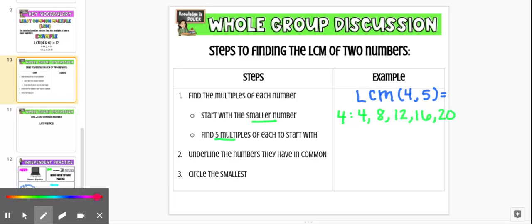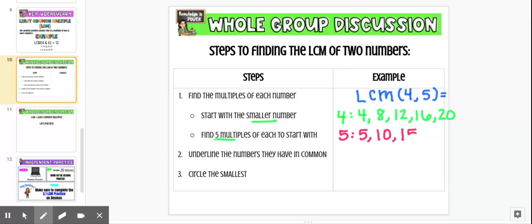Then I move on to the bigger of the two numbers, which is 5. And I start counting. So 5 is the first one. Is there a 5 in this top row? Nope. So then I move on to 10. Is there a 10 in the top row? Nope. 15. There's no 15. 20. Is there a 20? Yes, there it is. Boom. Here is our LCM. And I write 20.